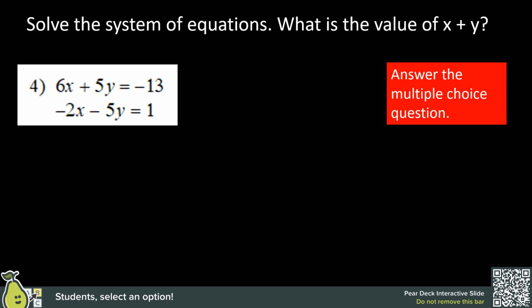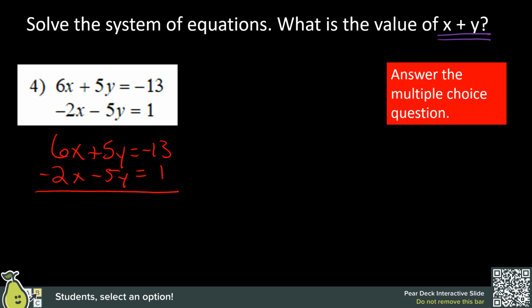Same situation, right? What is the value of x plus y? So when I saw this one, we'll use elimination again. So we'll say 6x plus 5y equals negative 13. Negative 2x minus 5y equals 1. When we add these up, 6x minus 2x is 4x. 5y minus 5y eliminates, equals negative 13 plus 1 is negative 12. Divide both sides by 4. I get x equals negative 3.